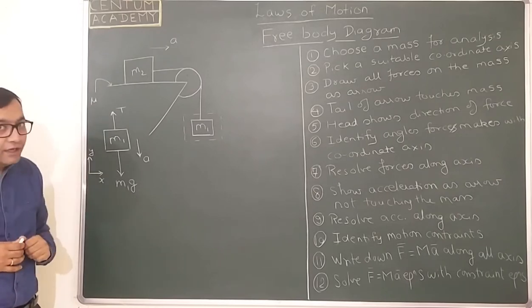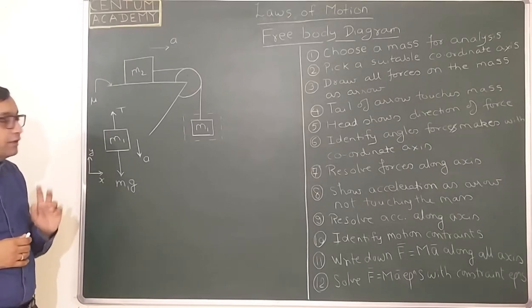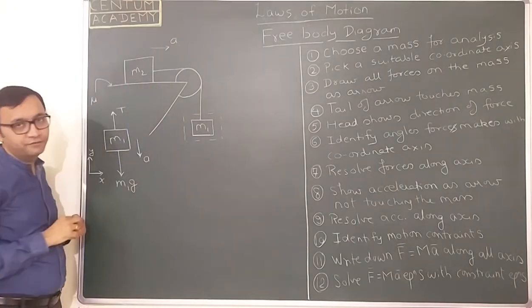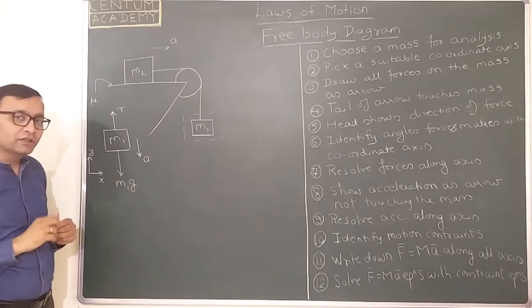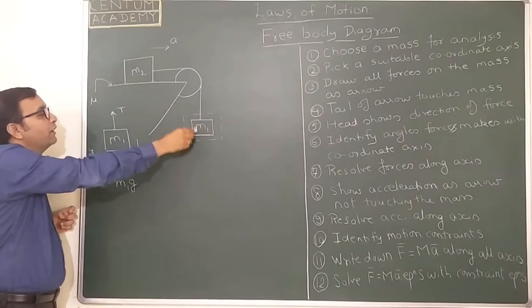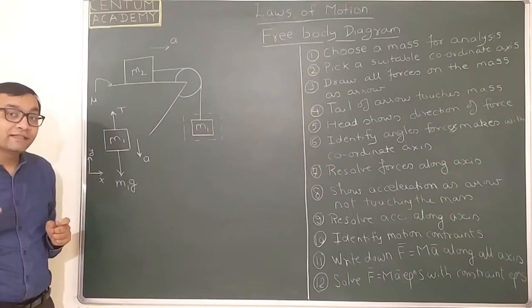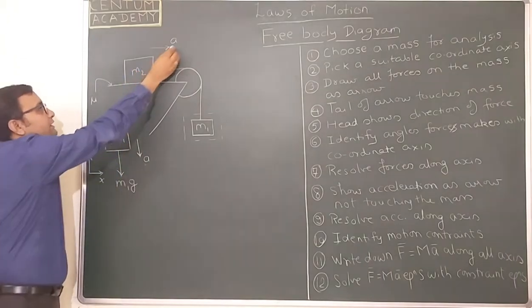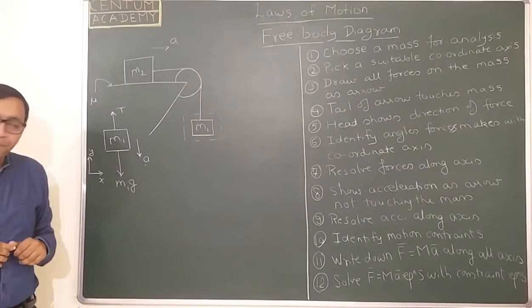What are the motion constraints here? There are two motion constraints here. This m2 will move horizontally, that is the first motion constraint, and the second motion constraint is that both m1 and m2's accelerations will be the same, and that we have already incorporated when we say this is a and that is also a.